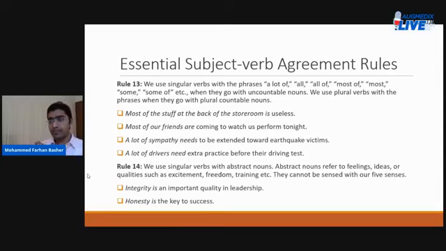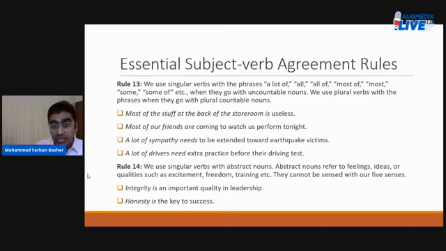Rule number 14, important, follow this. We use singular verbs with abstract nouns. Remember this. We use singular verbs with abstract nouns. Abstract nouns refer to feelings, ideas, or qualities such as excitement, freedom, training, etc. They cannot be sensed with our five senses. Now, we've learned that abstract nouns are mostly singular because you cannot count them. You cannot count most abstract nouns, such as, for example, you cannot count integrity. You cannot count honesty. Therefore, since they're uncountable, they are singular in nature, and they are treated as singular subjects, to be followed by singular verbs.